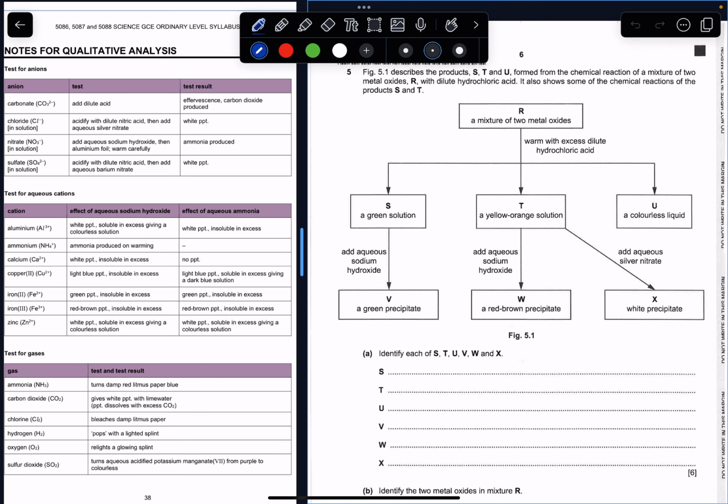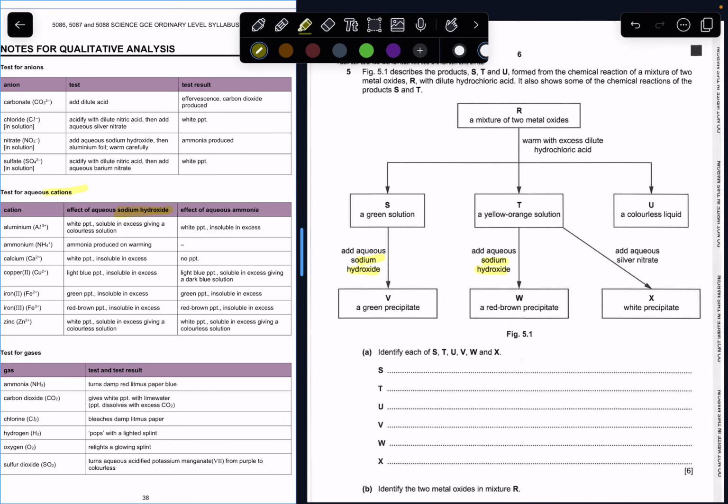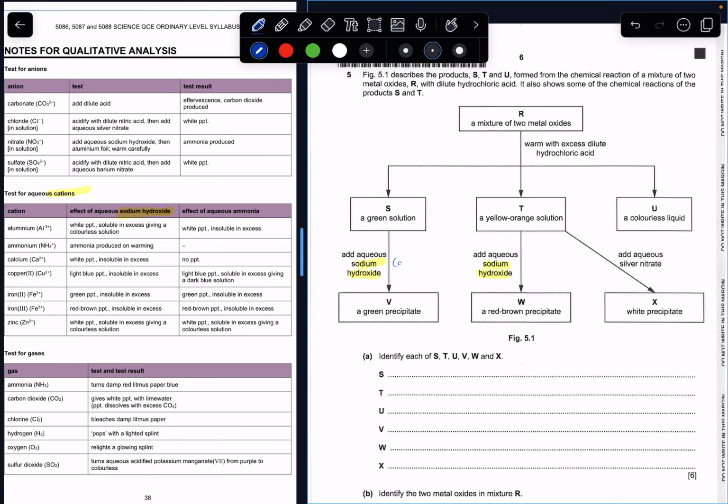So usually you look at a QA question, right? There are some things in this flow chart which are very common that you will recognize, quite clear cut ones. Let's take a look. Anything here is quite clear cut? If you realize sodium hydroxide is actually, you can see here, a cation test. So this is to figure out what the cation is.